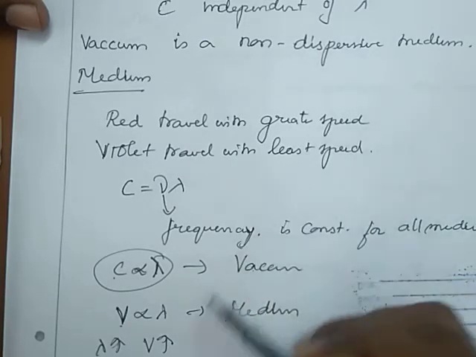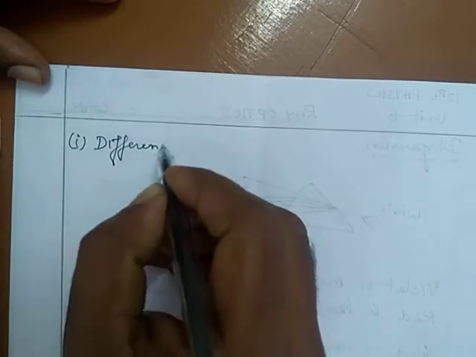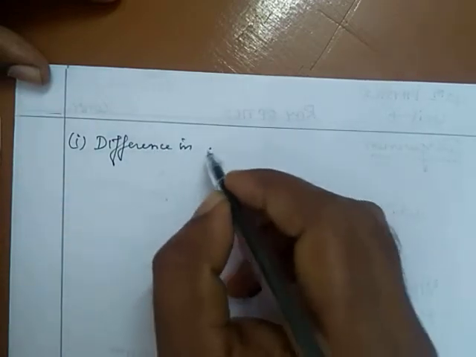Here the dispersion takes place due to two reasons. Let me see. The dispersion takes place due to two reasons. The first one is that dispersion takes place in a medium because of the difference in speed of different colors.